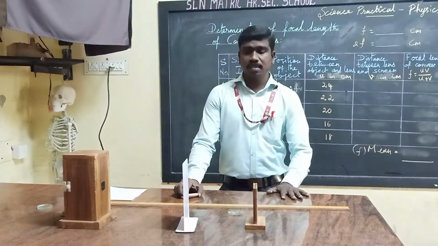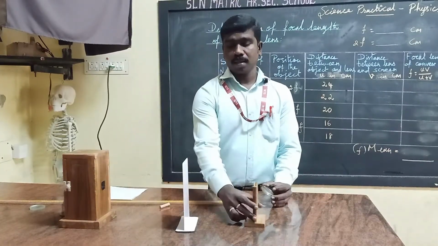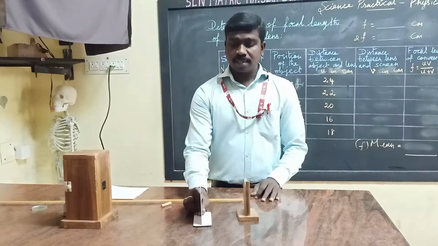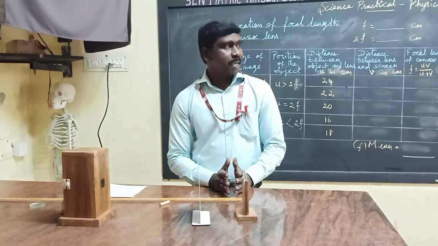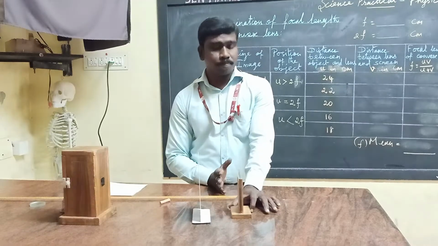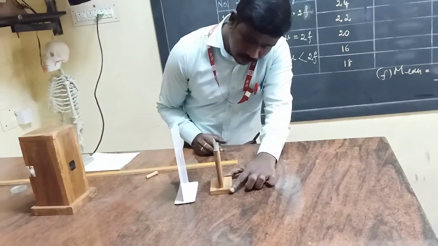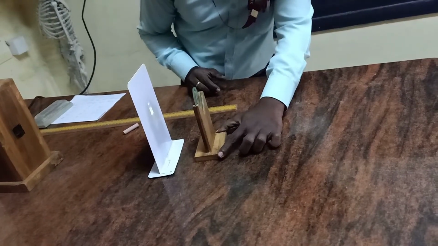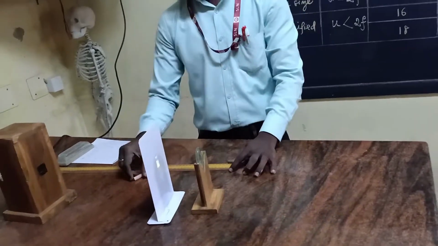So the first method is the distant object method. How do we do this experiment? Now we keep a lens on the lens stand. The screen is placed behind the lens, and the object is placed in front of the lens. Now we adjust the distance between the lens and the screen. So we collect a real image. The image of the object is inverted in nature.